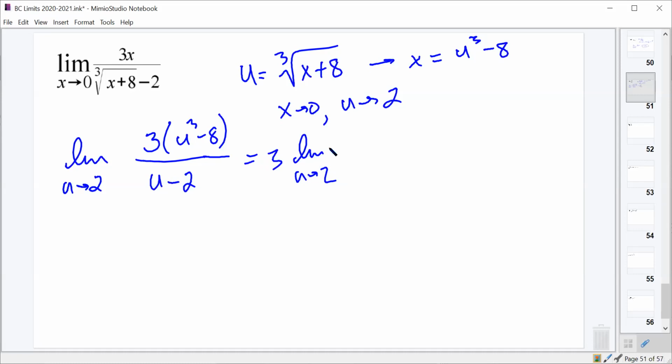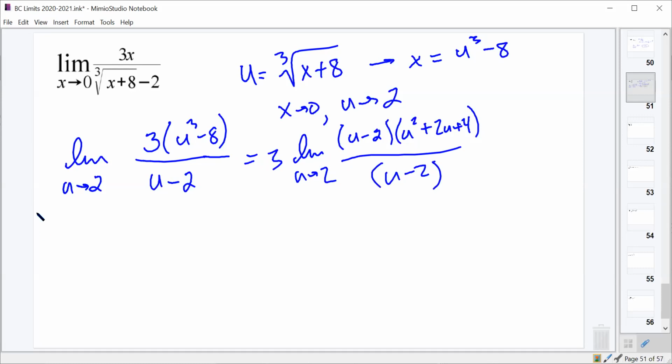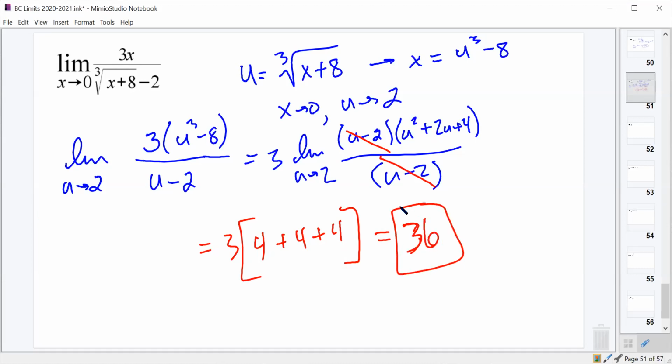How do we factor u cubed minus 8? Should be u minus 2, right? It's a difference of cubes. U minus 2 times u squared plus 2u plus 4 all over u minus 2. And now those u minus 2's will cancel out. And we've got 3 times, we'll plug in the 2 to the rest of this. That's 4 plus 4 plus 4 should give us 36. Any issues with that one?